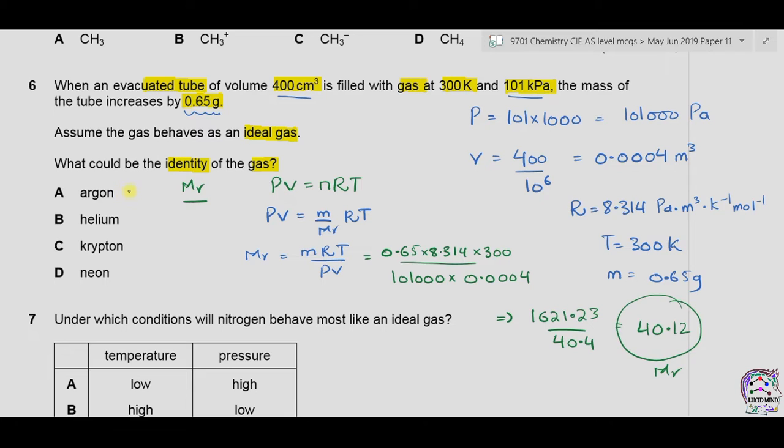From periodic table we can find out the molecular masses. So the molecular mass of argon is 39.9, for helium it is 4.0, for krypton it is 83.8, and for neon it is 20.2. The nearest value is 39.9, so therefore answer is A.